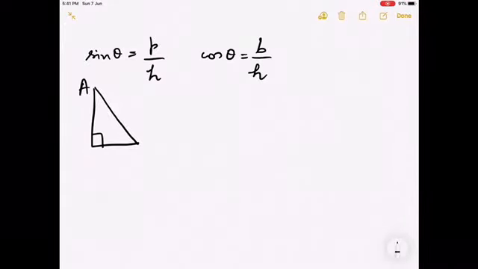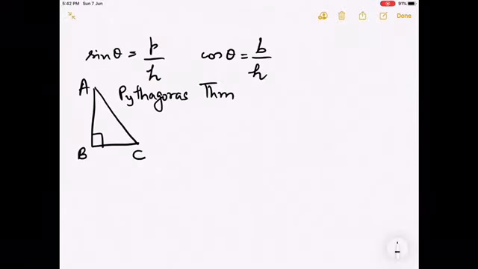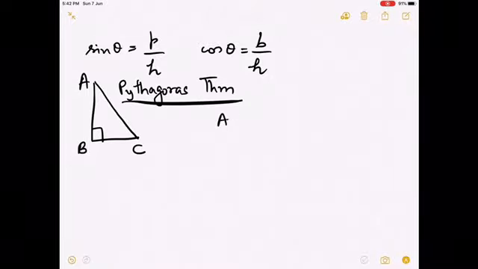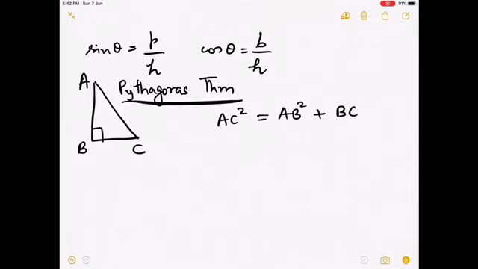So if I consider ABC as a right angle triangle, a very important theorem which you studied in previous classes, which is very famous also, is known as the Pythagoras theorem. According to the Pythagoras theorem, we can write AC square is equal to AB square plus BC square.